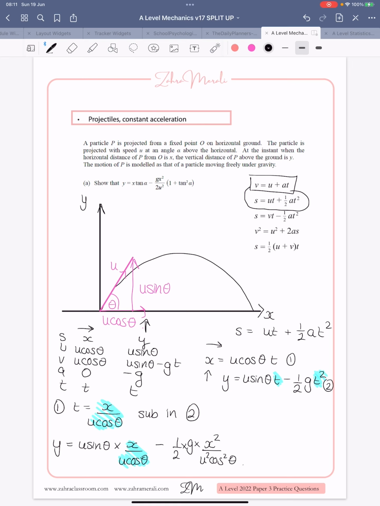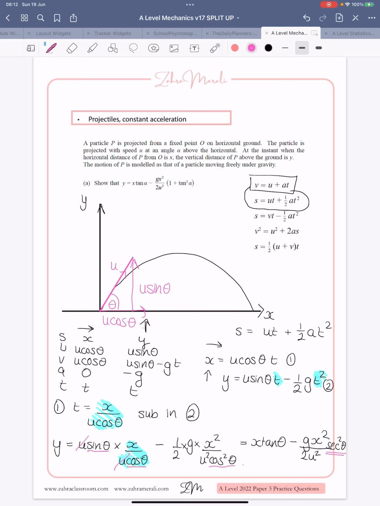Now, if you have a look, there's a few things that are going to cancel out. So we can see that our u's are going to cancel here. And also we'll have sine over cos, so that's going to become tan. And we've got 1 over cos squared, which is going to become sec squared. So we're going to end up with x tan theta minus gx squared on the top, so 1 times g times x squared. And then we've got 2u squared on the bottom, and all of that is multiplied by sec squared theta.